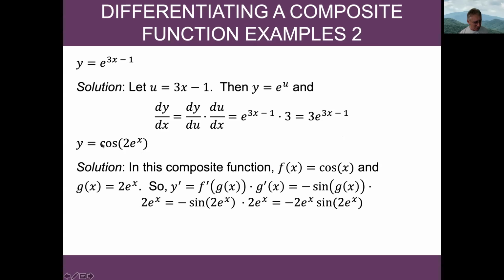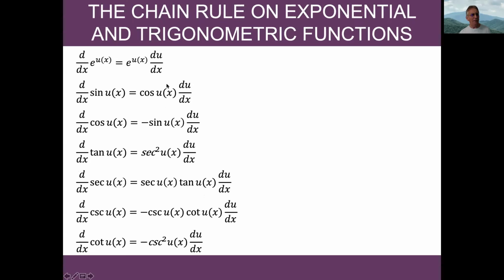Okay? So the derivative of the outside is minus sine for the cos, and that stays just like it is for this. And then you take the derivative of this. And the derivative of 2e to the x is 2e to the x. So you got the minus sign out front, you bring that out front, and you end up with minus 2e to the x sine 2e to the x. Okay? So here's some rules.